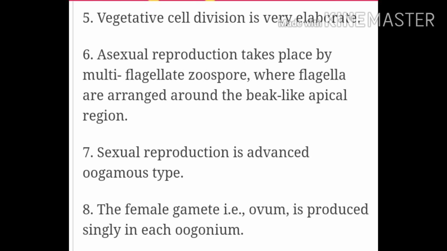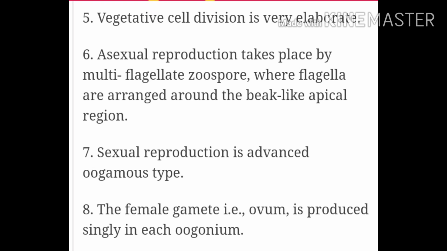The male gamete is called sperm or anthrozoid, which is small, flagellate and motile, whereas the female gamete is called egg or ovum, which is stagnant, large and non-motile. That is, the egg is not provided with flagella. So they are functionally and structurally, or morphologically and physiologically, distinct. Such an advanced type of reproduction is called oogamous type of reproduction, and Oedogonium exhibits oogamous type of reproduction. Then the female gamete, that is the ovum, is produced singly in each oogonium.